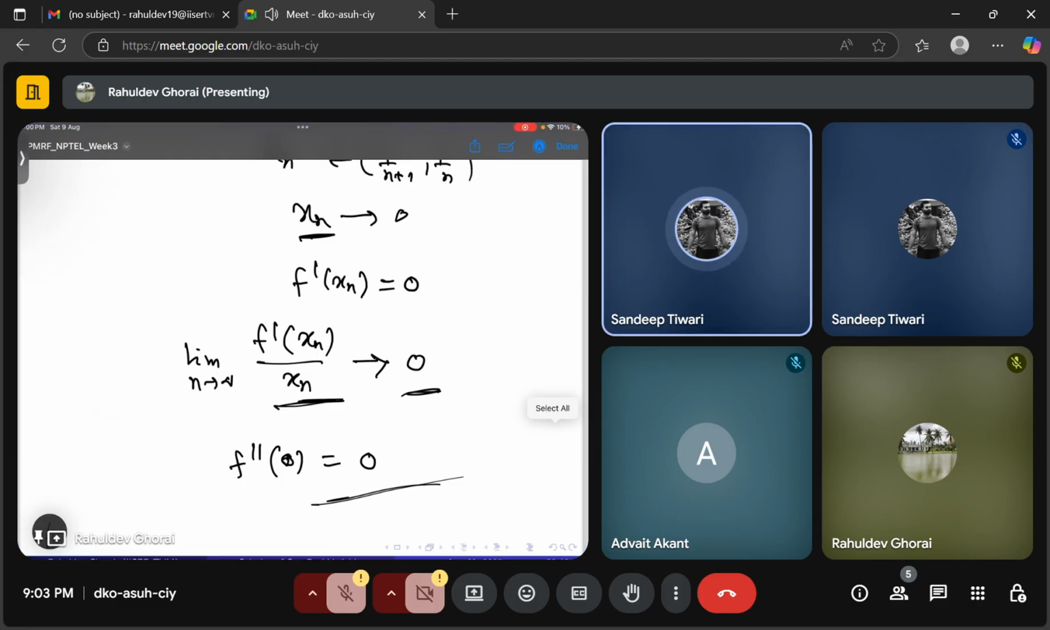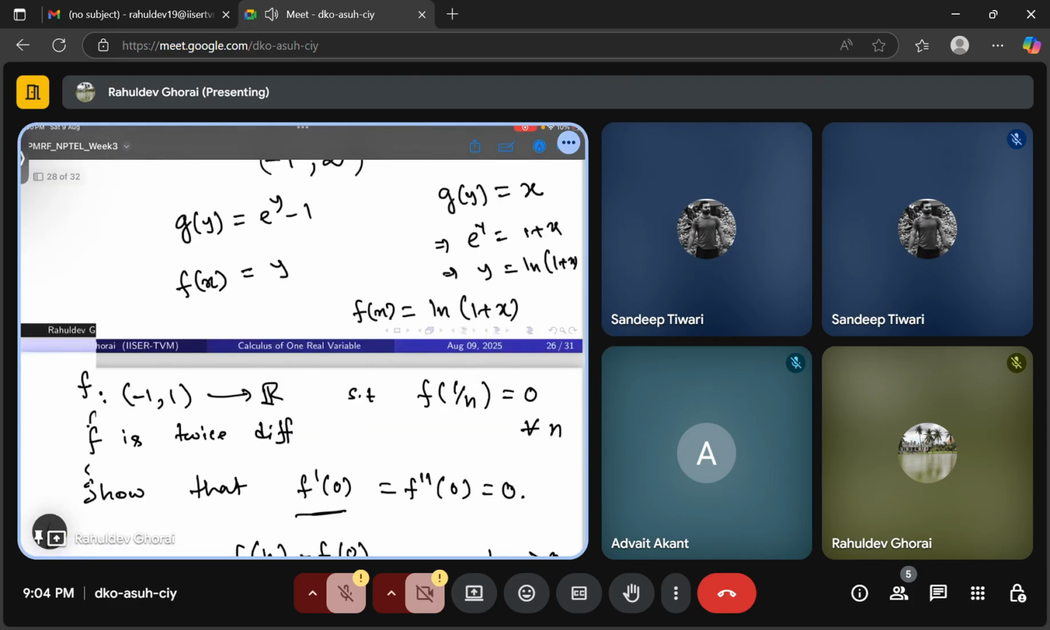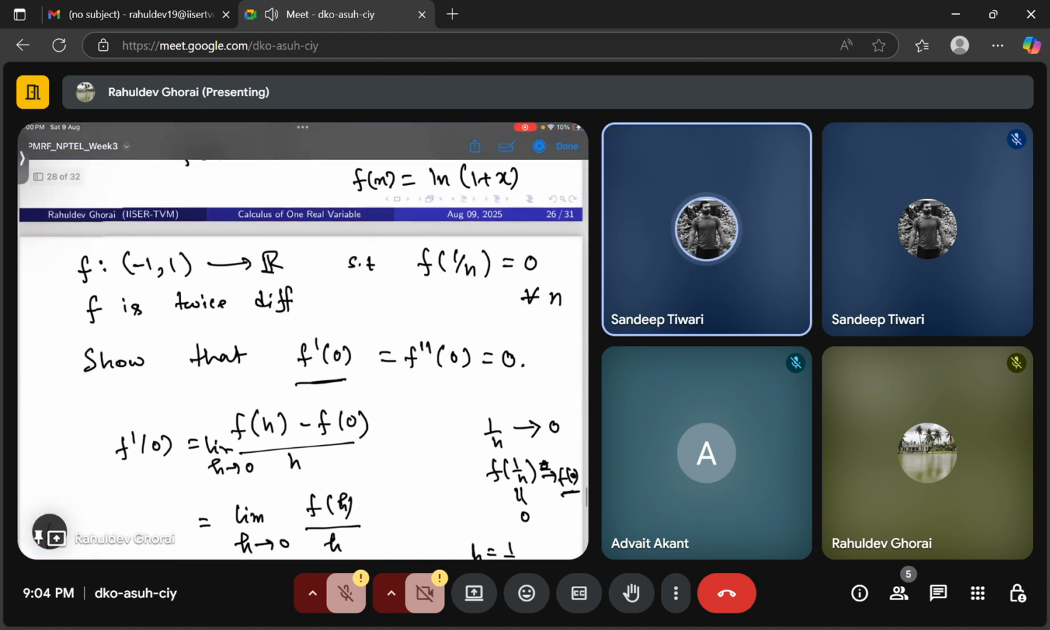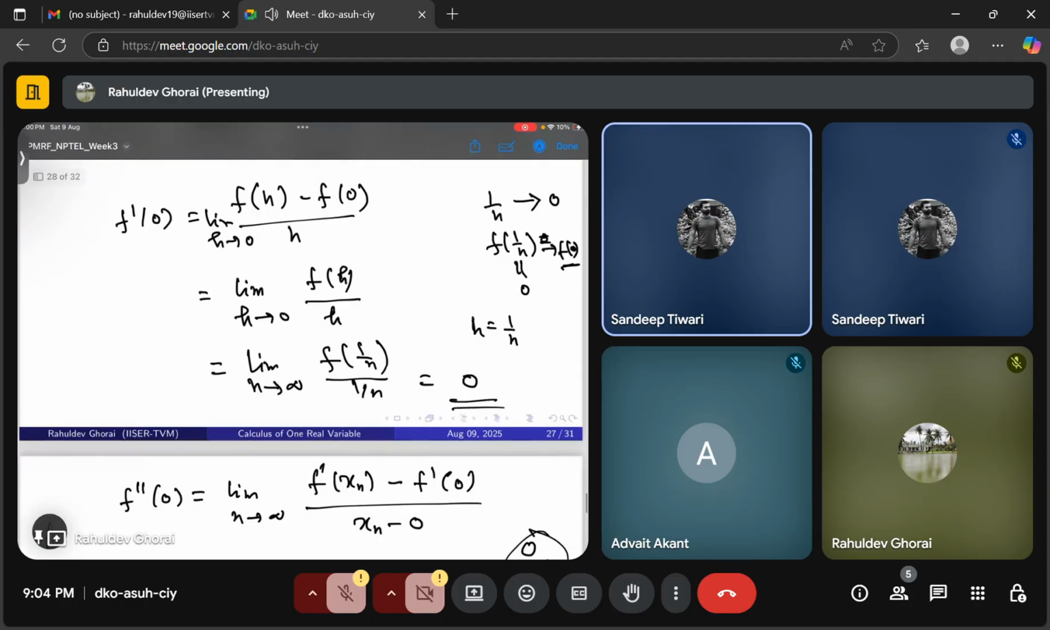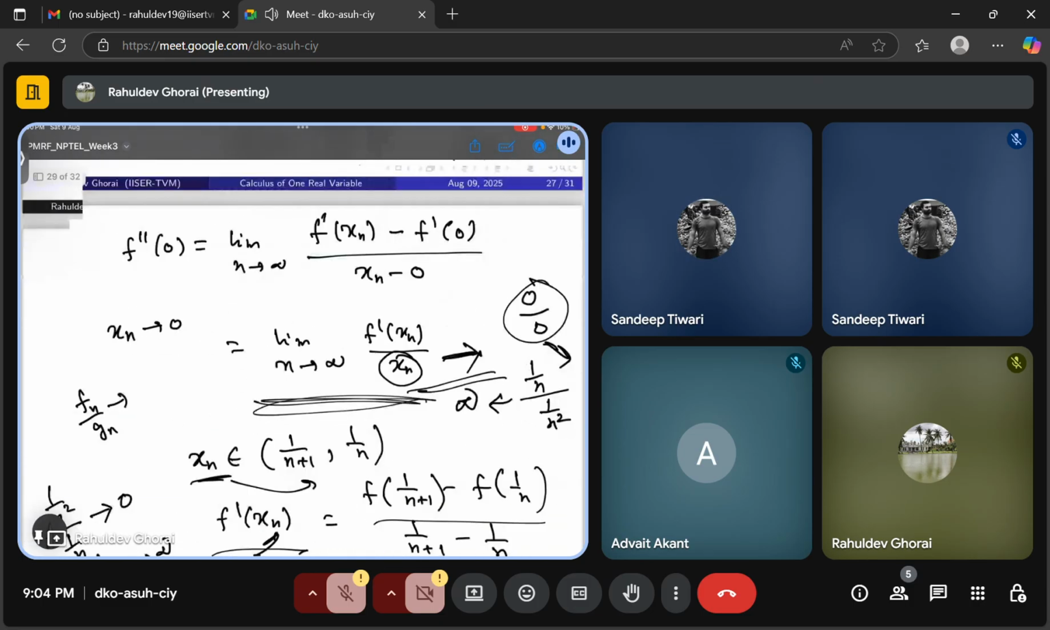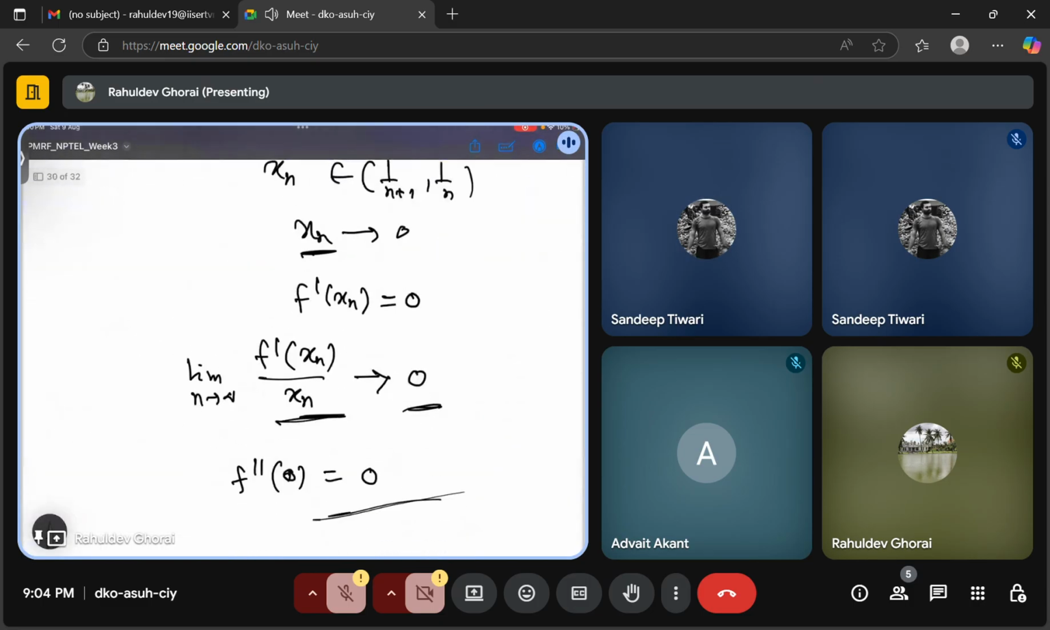Okay, sir, if we change the domain, can there be some problems? Which domain? F is defined from minus one to one. Not really. I think 0 to 1 also will be okay, no problem. One way you get 1 by n, 1 by n plus 1. I think there won't be a problem.